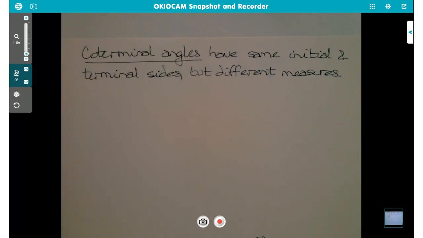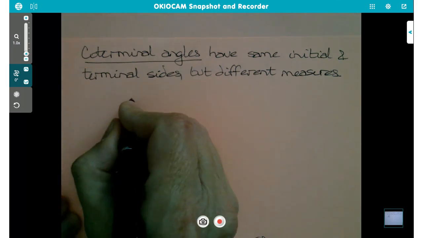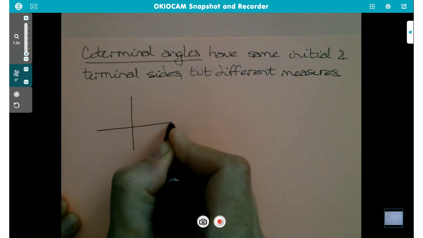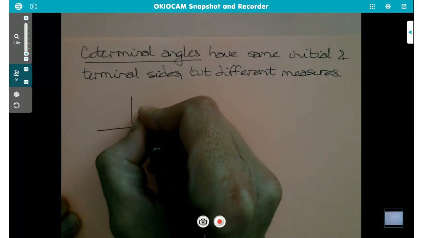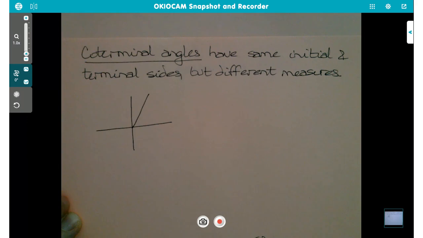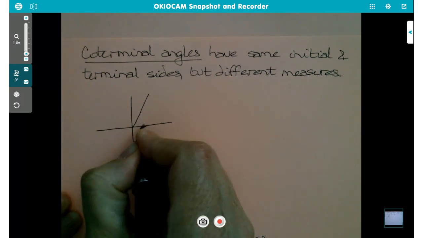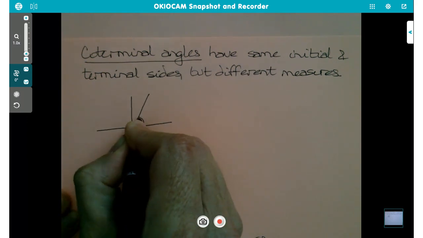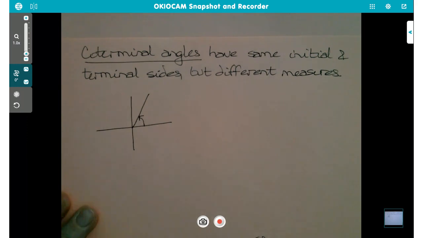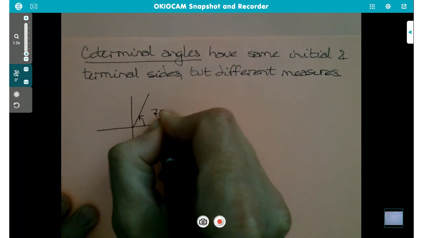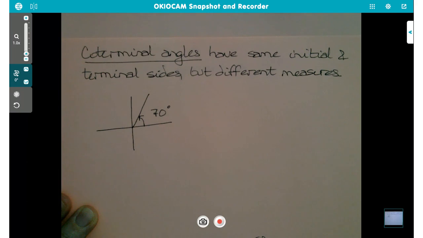Coterminal angles are angles that have the same initial side and the same terminal side, but different measures. You may wonder, how could that happen? But it can. So, for example, suppose I have an angle that's 70 degrees. It's in quadrant 1. I started on the positive x-axis and ended at the terminal side in quadrant 1, and that's a 70-degree angle. But that's not the only way to get from the positive x-axis to that terminal side.